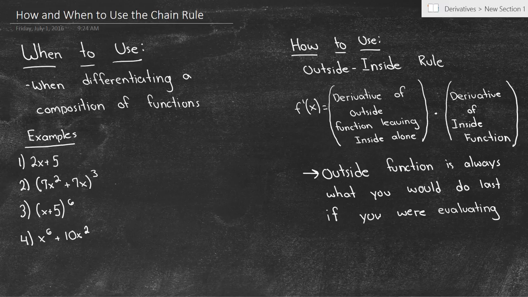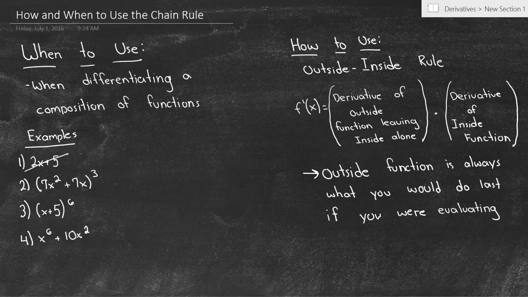The first one, 2x plus 5. Well, I'm assuming you already know the power rule and the product rule and the quotient rule. And this one we can see, well, there's nothing different about this one. We can just use the power rule. So that means no chain rule. So we can cross this one out. We would not have to do it there.